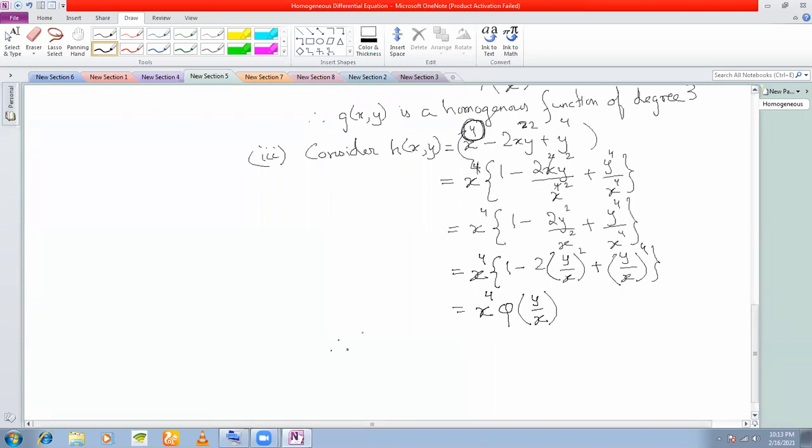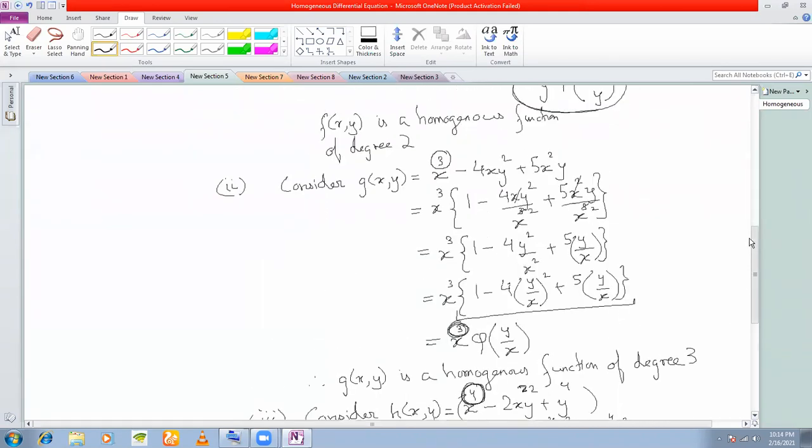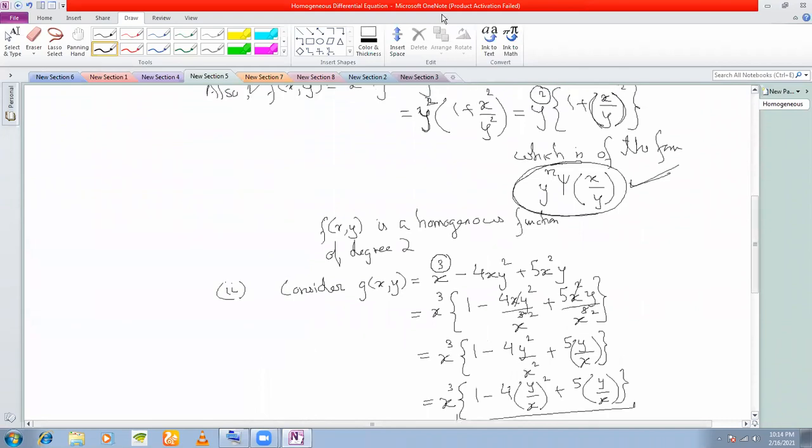So therefore, since the power of x here is 4, we say that hxy is a homogeneous function of degree what? Tell me, Ahmed, degree? Since the power of x is 4, we say that it is a homogeneous function of degree 4. Understand?